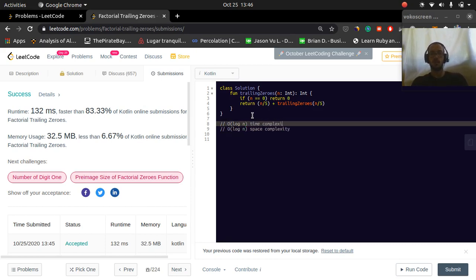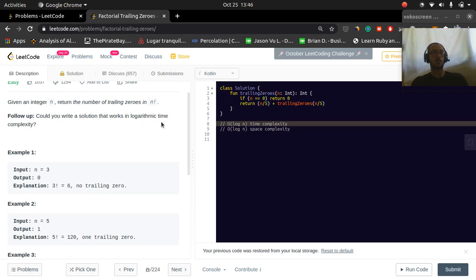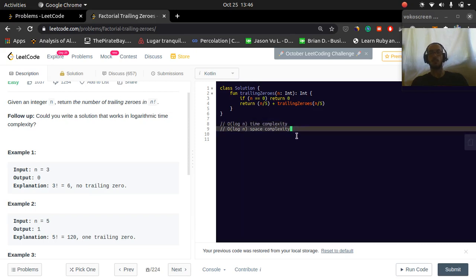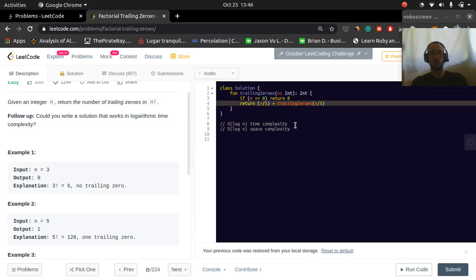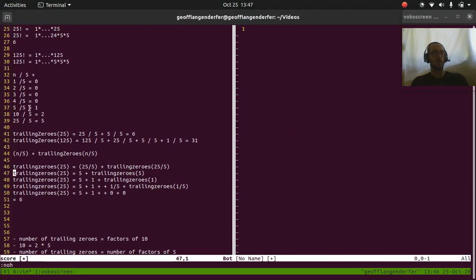The follow-up question was, could you write a solution that works in logarithmic time complexity? Let's do constant space complexity. So we have logarithmic time complexity. What about constant space complexity? Well, we can convert this to a loop. So what's happening every time? We're dividing by 5 and adding to a sum. We add n divided by 5 to our sum every time, and then when we get 0, we return.